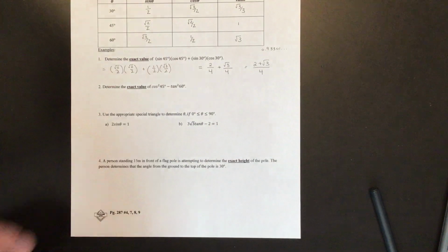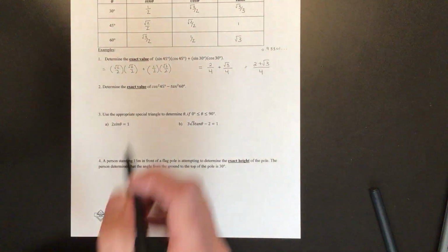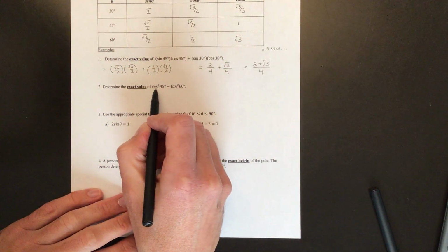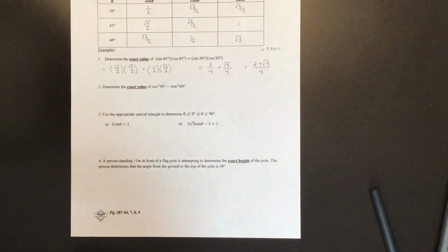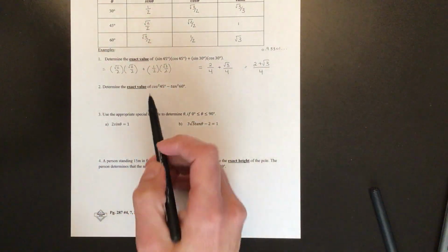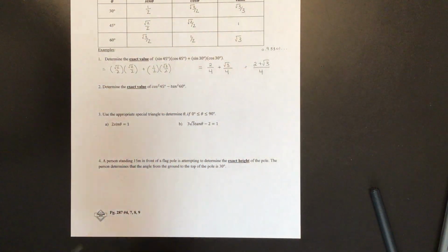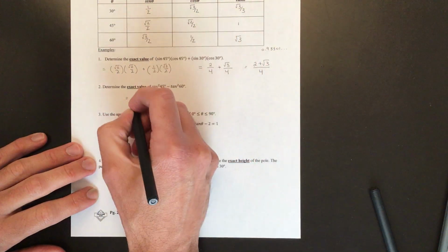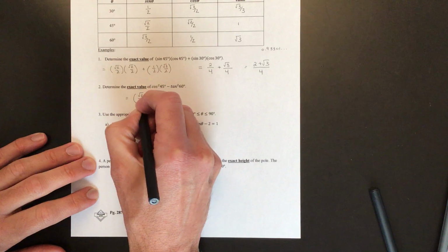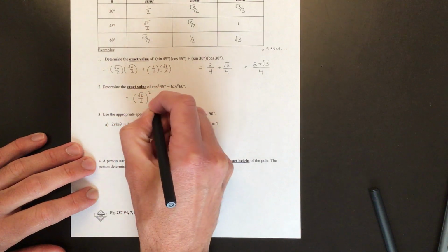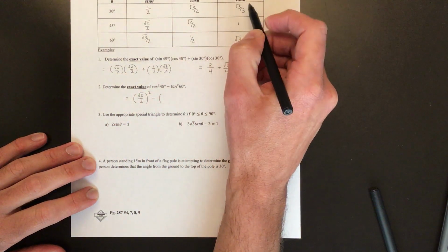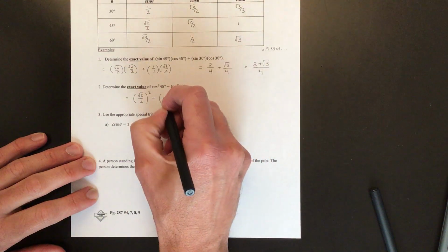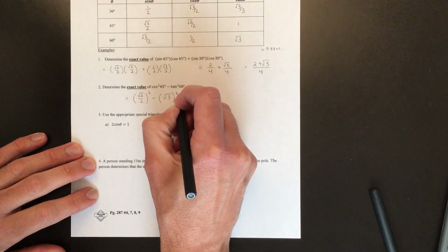Question 2, determine the exact value of cos 45 squared minus tan 60 squared. Now when you square these, you see the exponent 2 is with the cos, it's not with the 45. That just means that you're squaring it. So cos squared and tan squared. So the cos of 45, root 2 over 2, squared, minus tan 60 is root 3, squared.